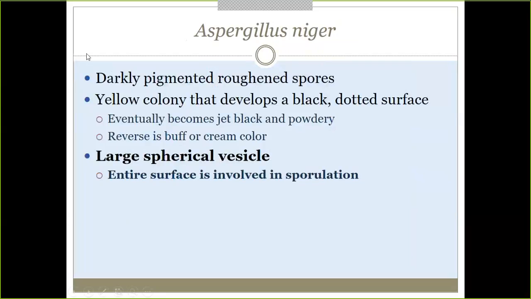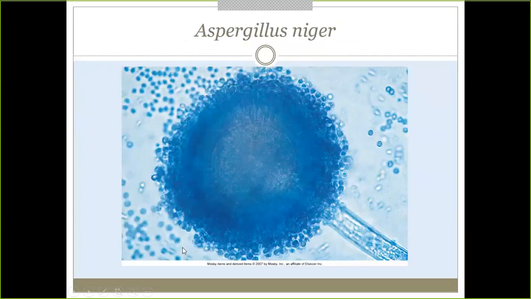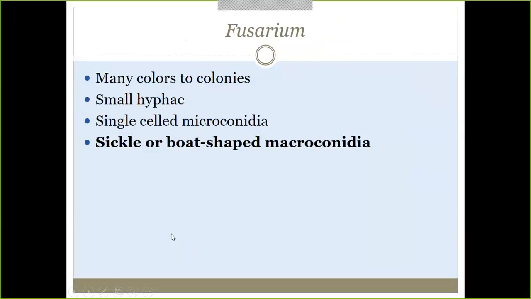And by the way, it's named niger because on the colony morphology, it has a black dotted surface and will eventually become jet black. So just keep that in mind. All right, Fusarium, definitely need to know Fusarium as well.